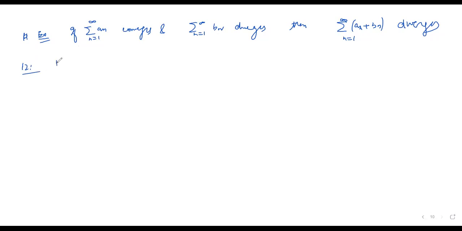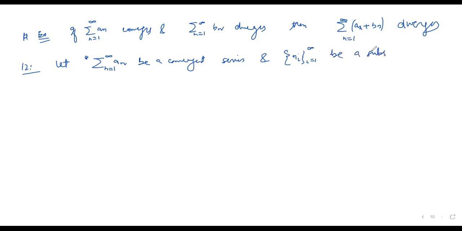It says: let a_n be a convergent series, and let n_i, i runs from 1 to infinity, be a subsequence of natural numbers. I hope we have time for this, because it is a good exercise.